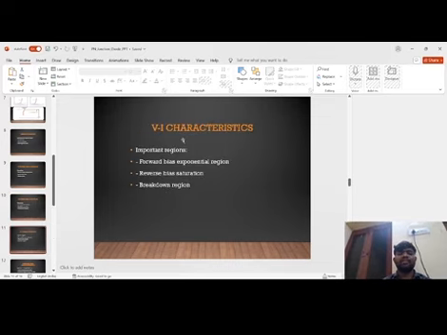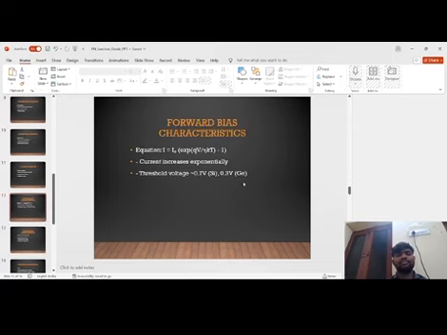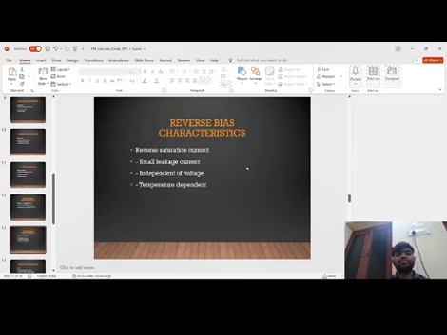This is the VI characteristics. Forward bias exponential regime and reverse bias saturation and breakdown regime. This is the equation, and current increases exponentially. The threshold voltage is 0.7 volts for silicon and 0.3 volts for germanium.